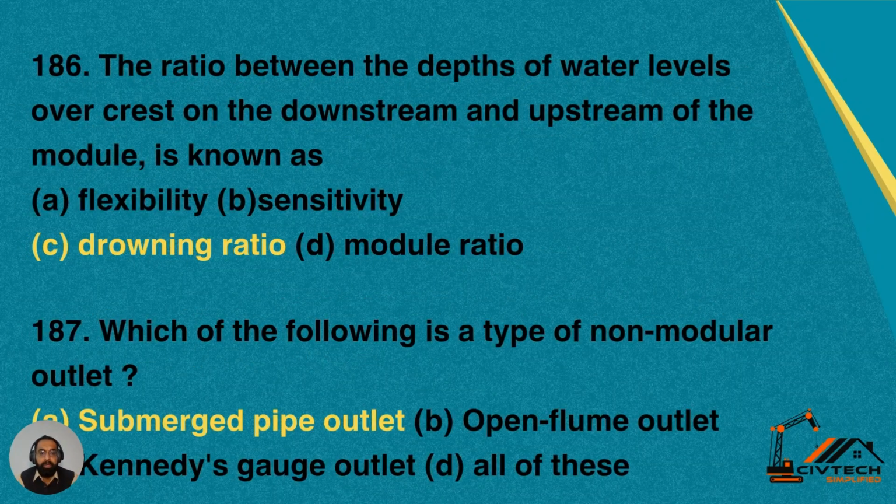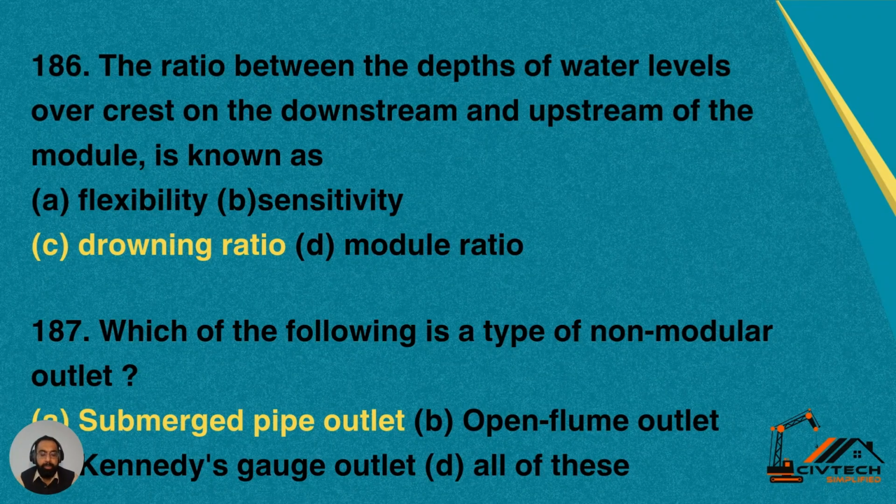186. The ratio between the depths of water levels over crest on the downstream and upstream of the module is known as option A flexibility, option B sensitivity, option C drowning ratio, option D is module ratio. So C is the correct option. This ratio is called drowning ratio. Ratio between the depth of water level over crest on the downstream and upstream of the module is called drowning ratio.